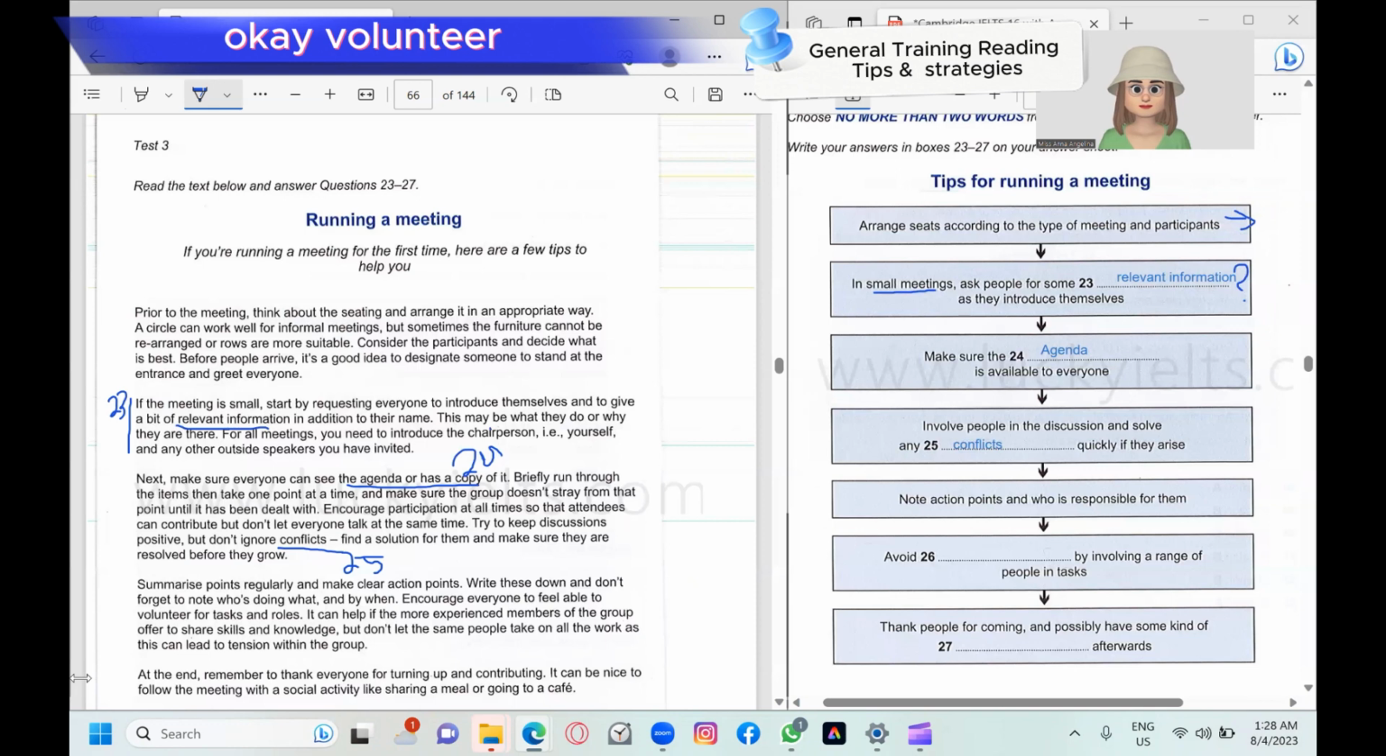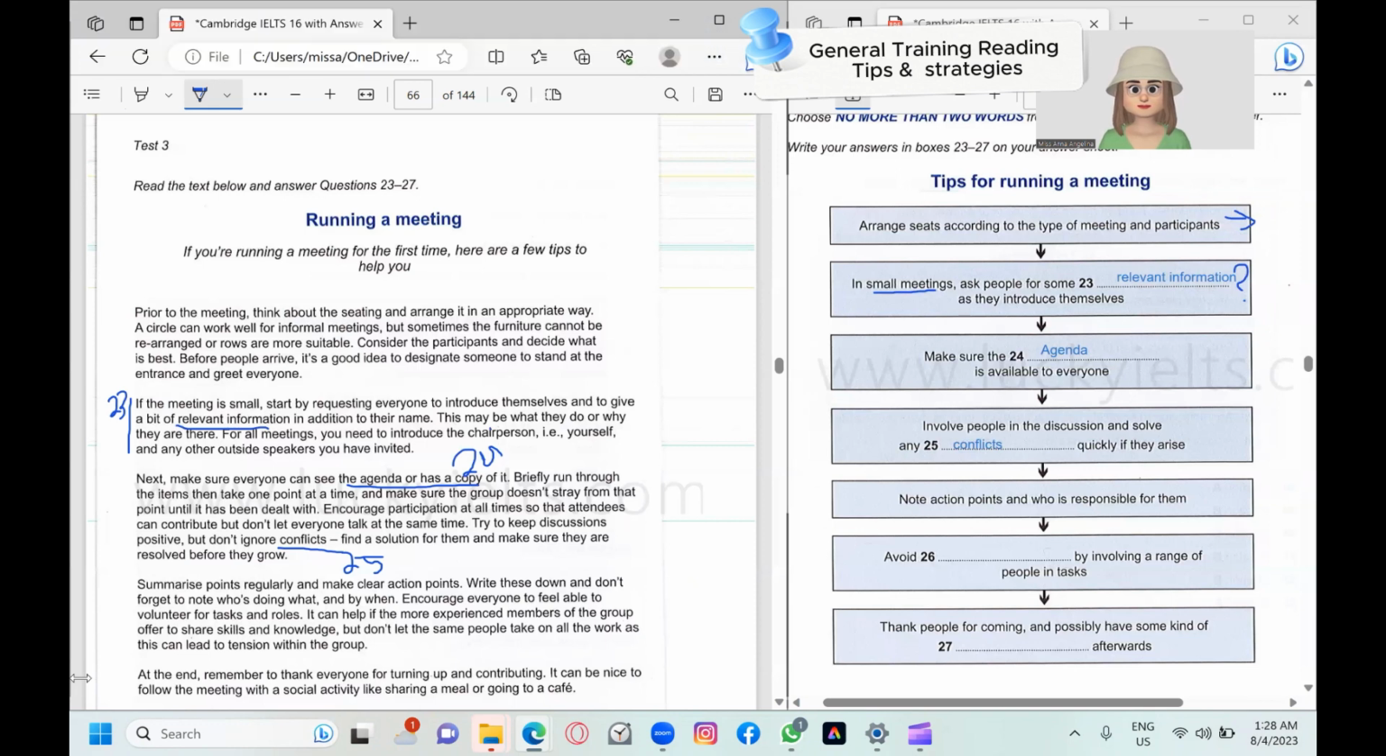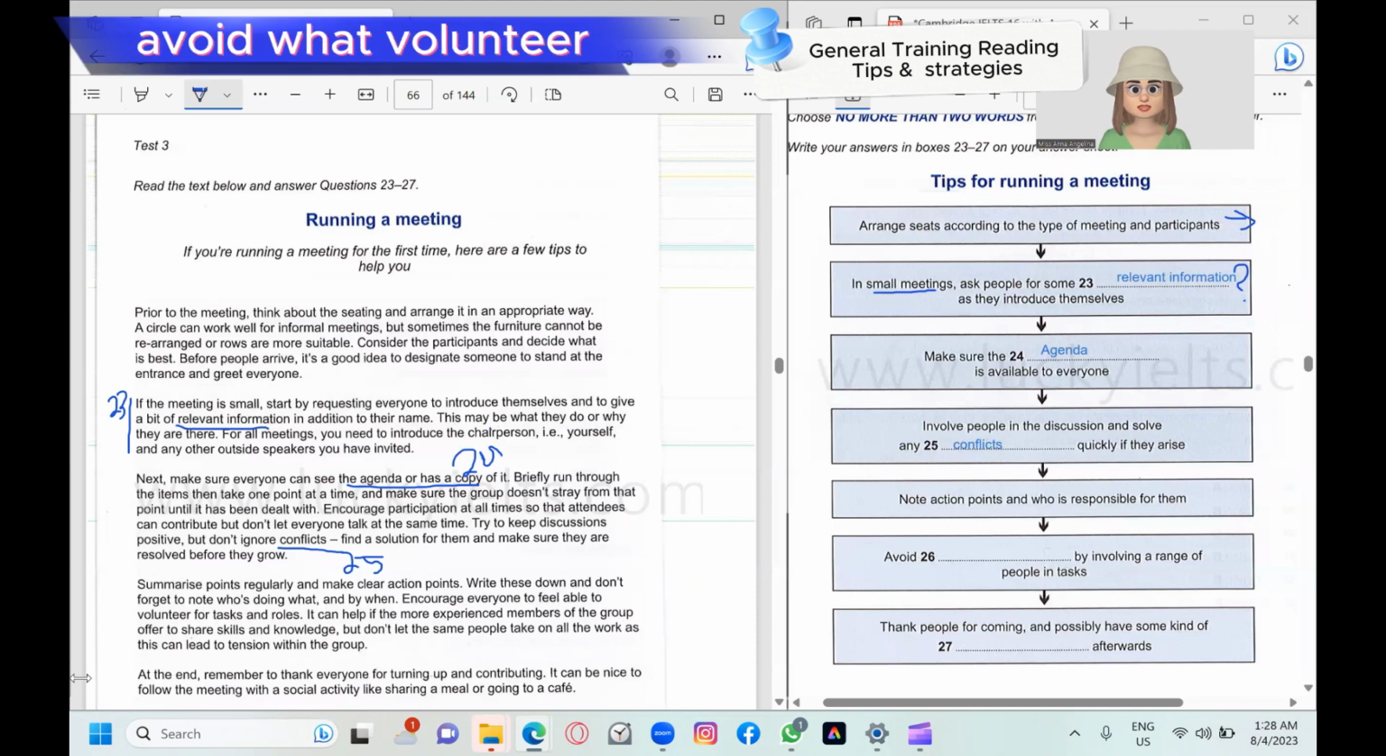Okay. Volunteer. Avoid blank. Avoid what? Volunteer. Volunteer is a person who works willingly for something.